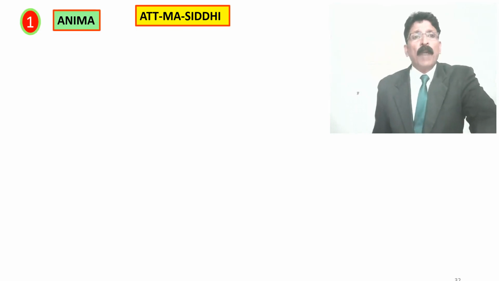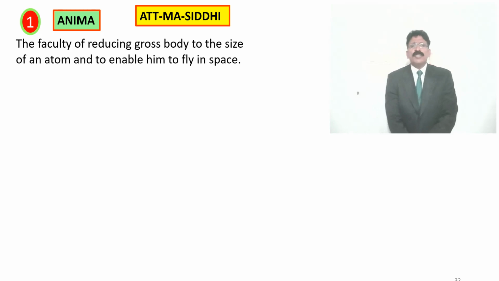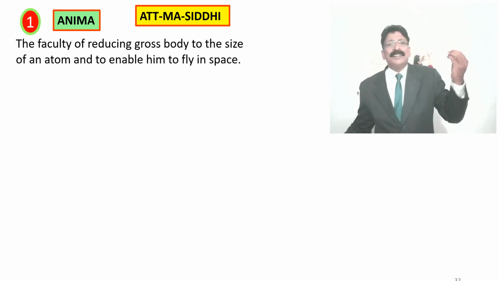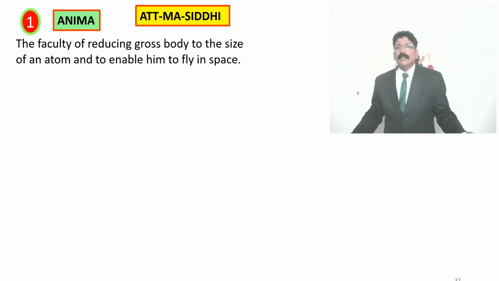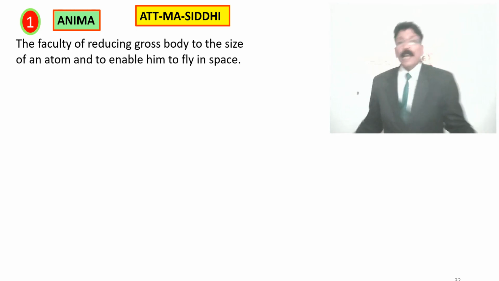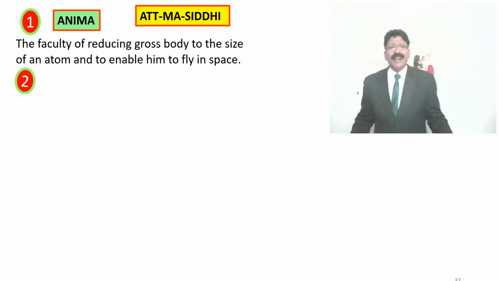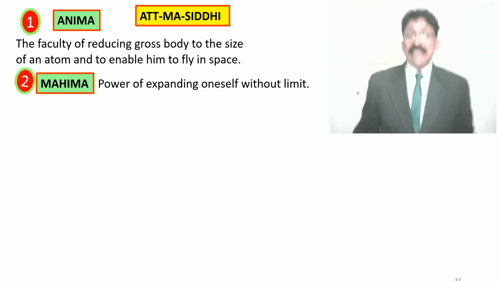Number 1, Anima, the faculty of reducing gross weight to the small size of an atom and to enable him to fly in the space. Previously, the old Siddhas could even fly, lift their body and make it small and light. Mahima, the power to expand oneself without limit.